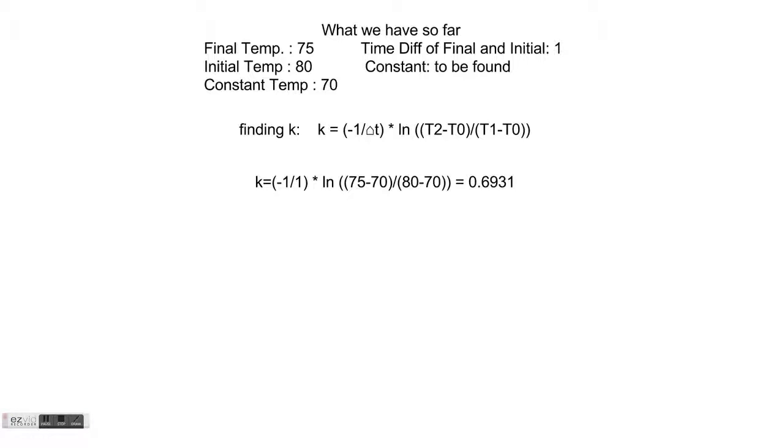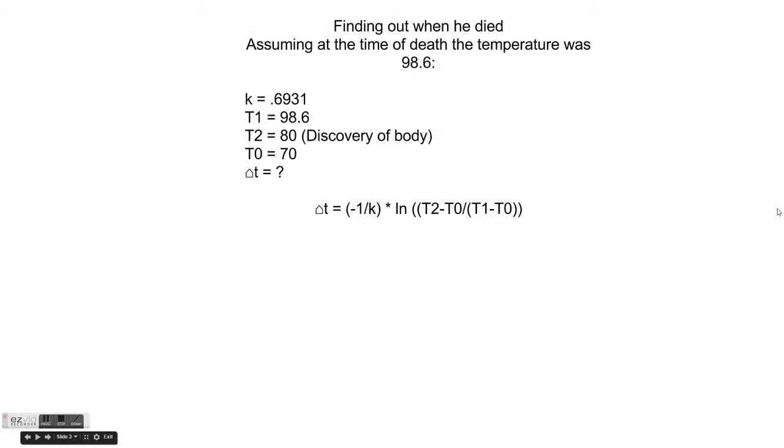So now we can find out how he died now that we have that. So since we're going to assume the time of death, the temperature of him was 98.6, that's a normal human temperature for a normal healthy person. So K will be 0.6931 found before. The new initial temperature would be 98.6 and he was alive. 80 for the final discovery of the body. And the constant will still be 70, and we don't know the change in time. Could try and find out when exactly he died.